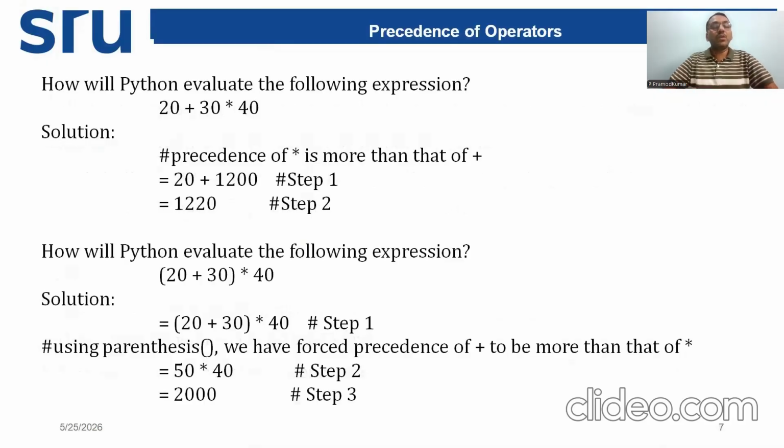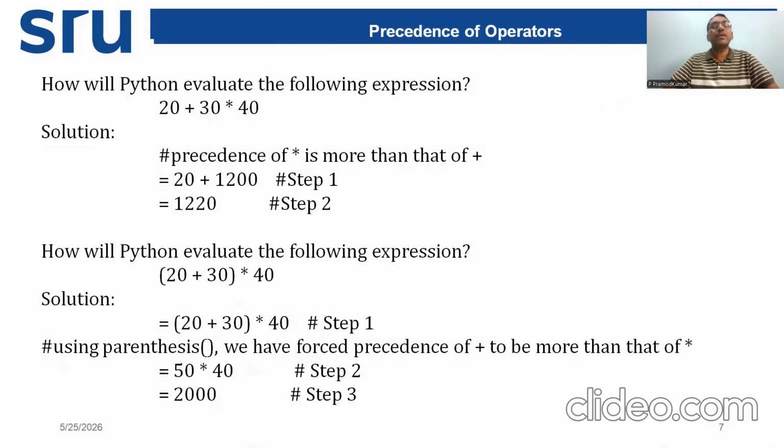Here are two examples. The first example is 20 plus 30 into 40. If you look at this example carefully, it is an expression. As I've told you, an expression is a combination of operators and operands. Before it is evaluated, the computer checks the number of operators available in the expression. How many operators do we have? We have two operators: one is the addition operator, the other is the multiplication operator. Do they have the same priority? No, they have different levels of priority, that is, precedence.